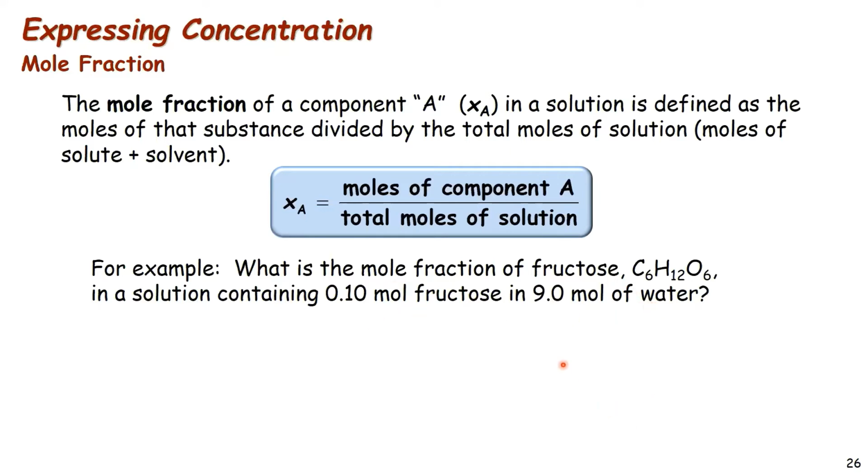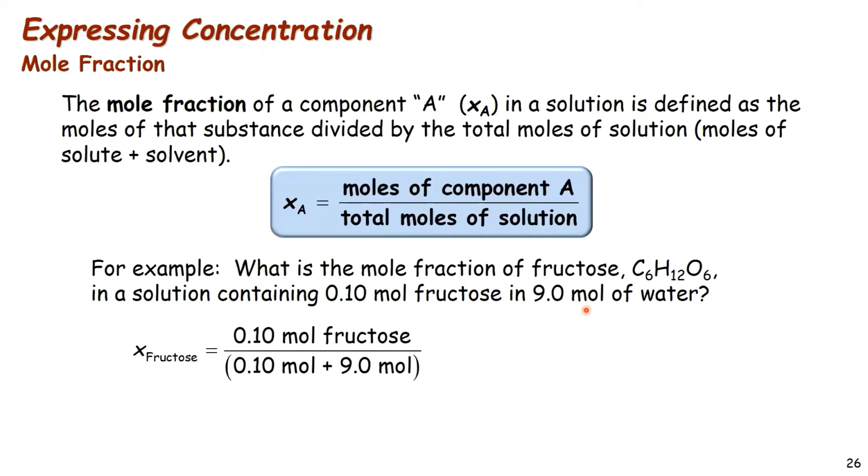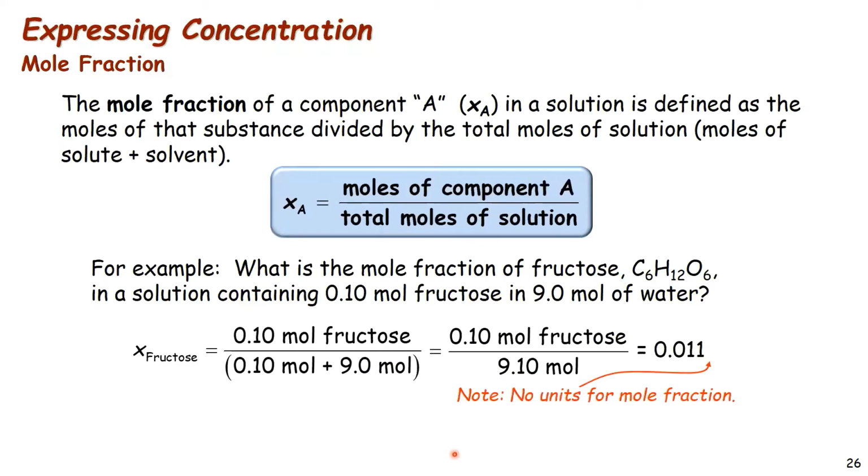So the mole fraction then of fructose in the water is just going to be the moles of fructose divided by the total moles of the solution. So that's going to be the 0.1 mole of fructose plus the 9 moles of water. So there's the total number of moles in the solution. And again, if there was another solute, we'd add that into the total as well. So that tells us then that the mole fraction is 0.011. This is what we call a dimensionless value.